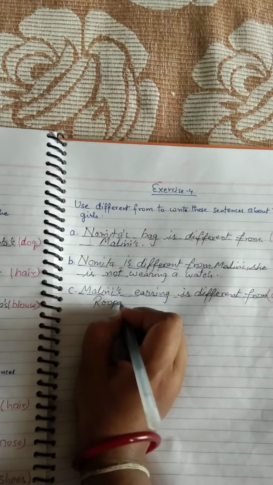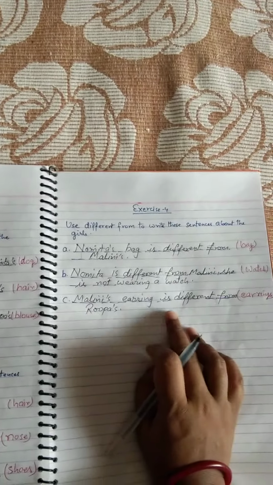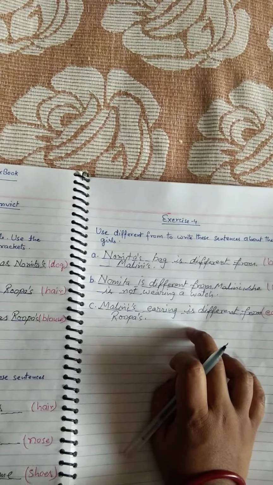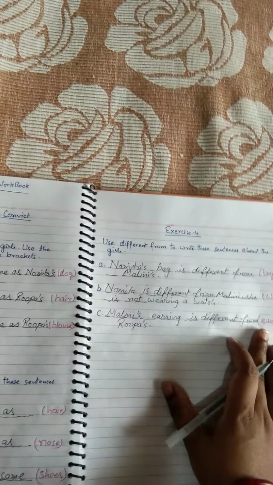So what you all have to do is complete these three exercises in your workbook with the help of a pencil only, in neat and clean handwriting. Don't use a pen. And what is your homework? You have to revise all the exercises. Thank you, beta. Okay.